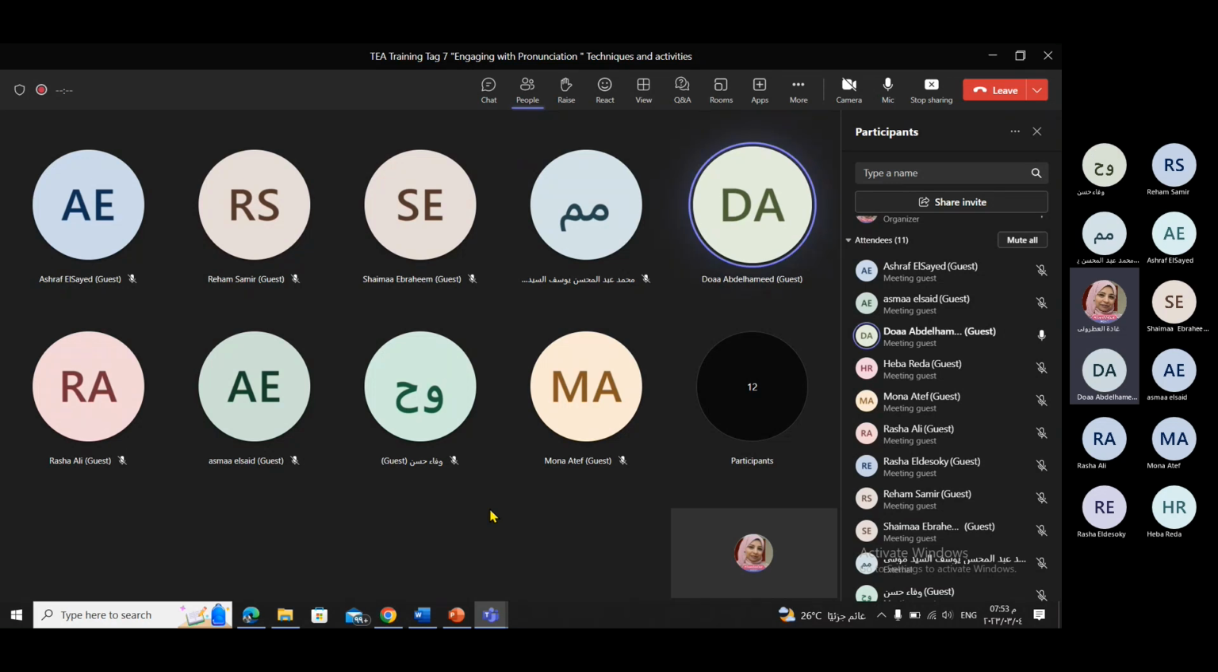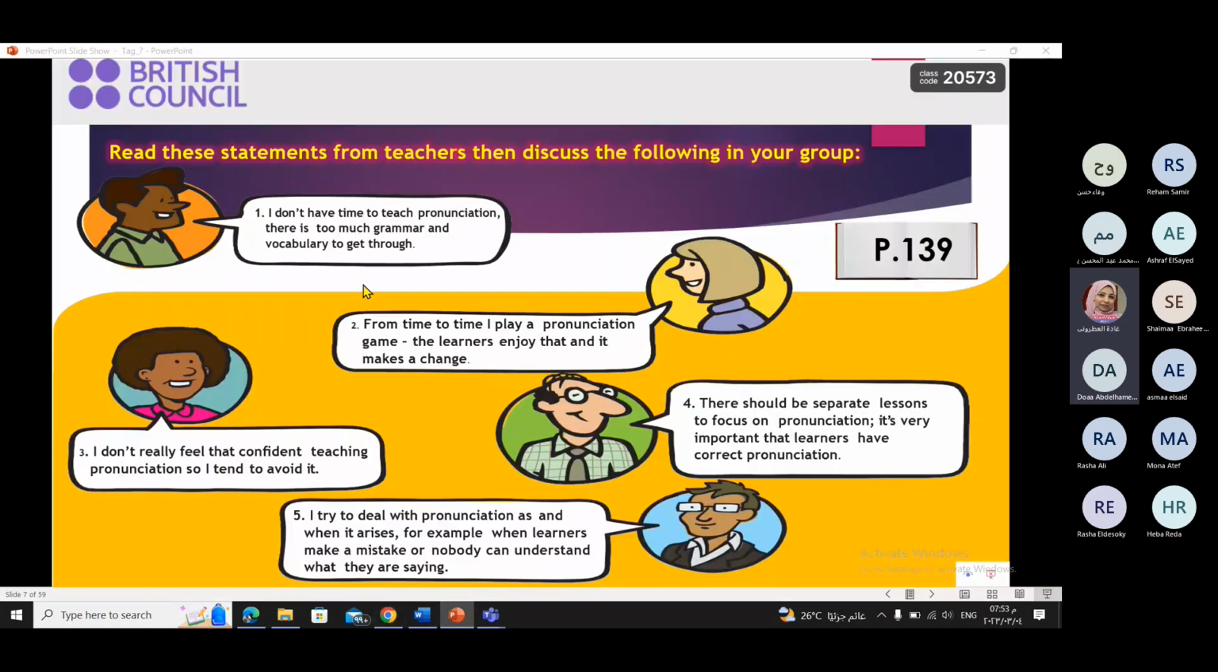I don't agree with number 1. Pronunciation is very important. As a teacher, I should make a balance between grammar, reading, listening, pronunciation, all aspects of a language. Yes. Thank you, Dua. Thank you very much. Your addition is highly appreciated. What about number 3? What about number 3?